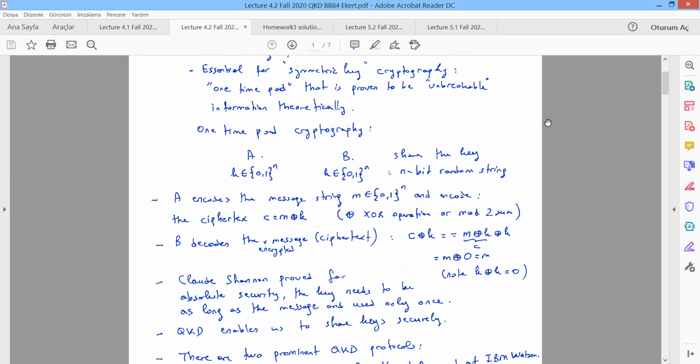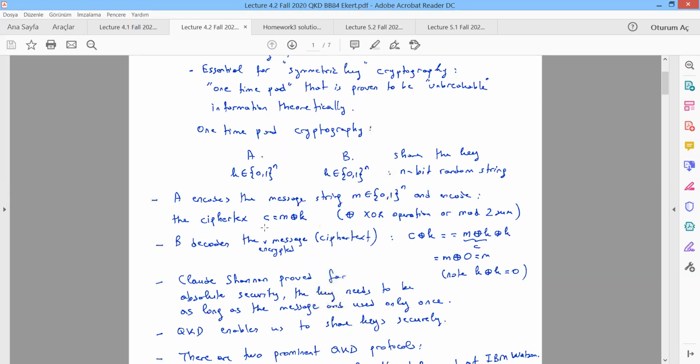Let's suppose Alice and Bob share an n-bit random string. They share a key which is n bits long, and each one of these keys is made of zeros and ones, and it has length n. Alice encodes her message string of length n with the key. The ciphertext is M exclusive or K. So this plus, again, the modulo 2 sum, is the same as the exclusive OR operator.